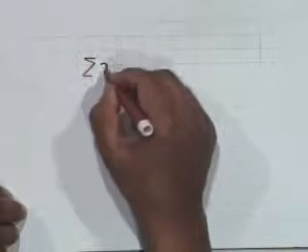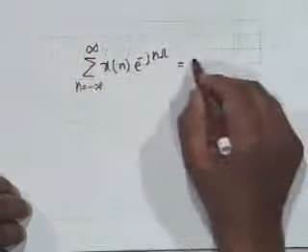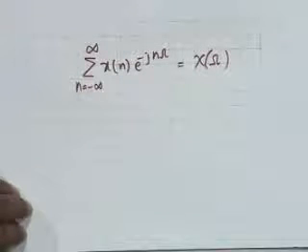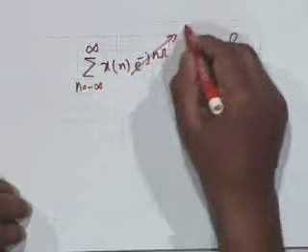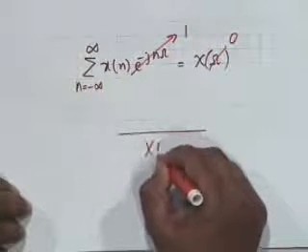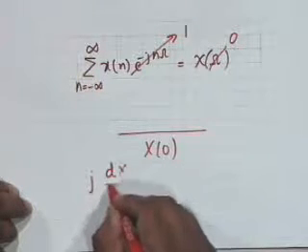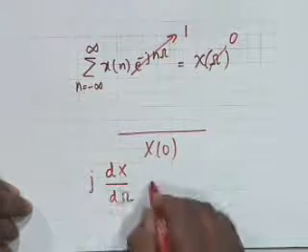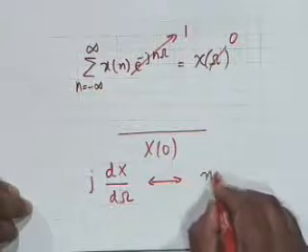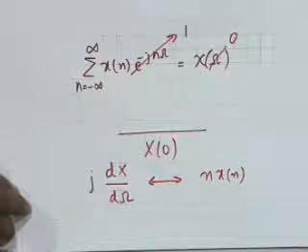Alright, now here without finding x of n, one, it should have occurred to you that summation x of n e to the minus j n omega, by definition this is capital X of omega, and therefore if omega is 0, then this term goes to 1, and therefore the denominator is simply capital X of 0, and in the numerator j dX d omega, this we have already done, is the Fourier transform of n x of n. Is there a minus sign? No.